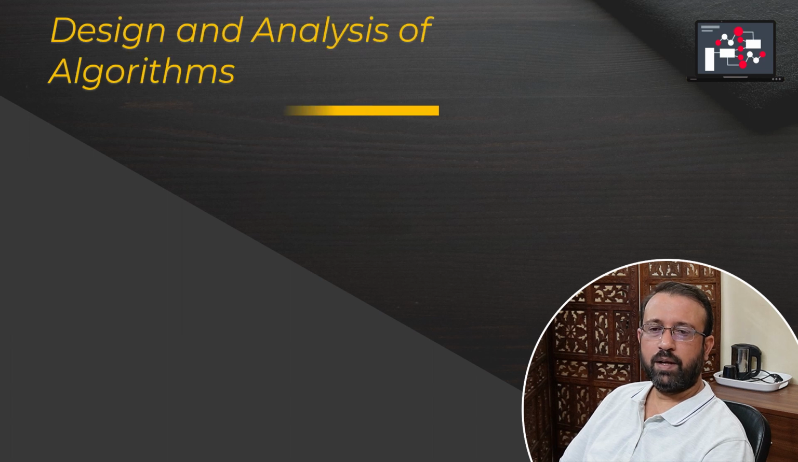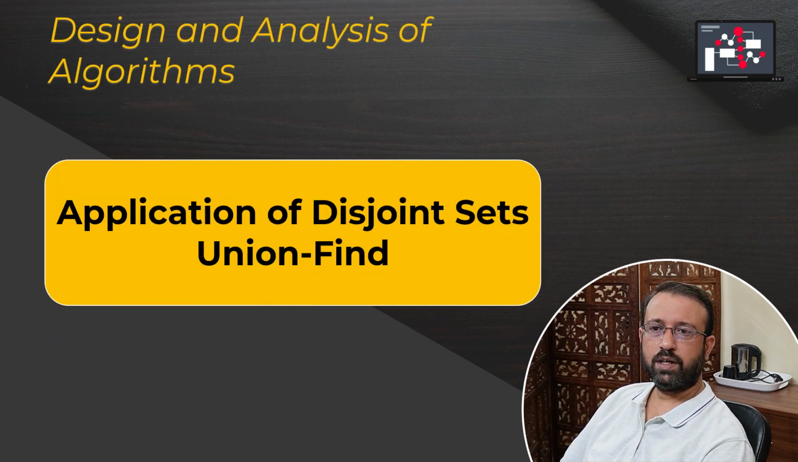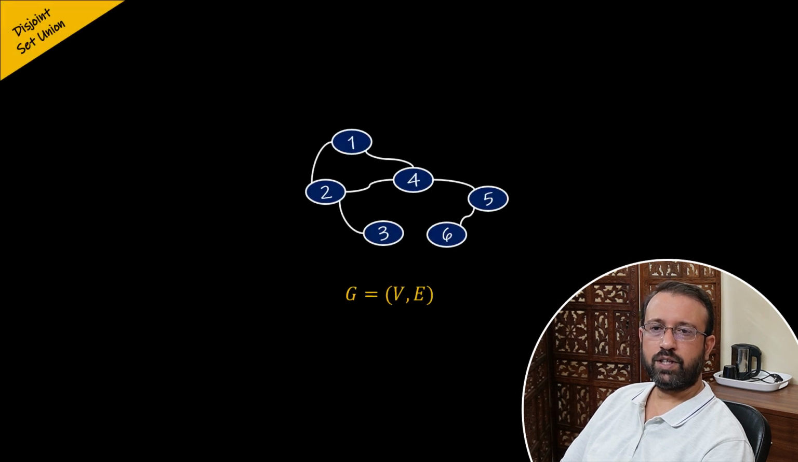There are several applications of union find operation in algorithms. In this video, we will look at how union find operation can be used to detect a cycle in the graph. Let us consider graph G. This graph has 6 vertices and respective edges.